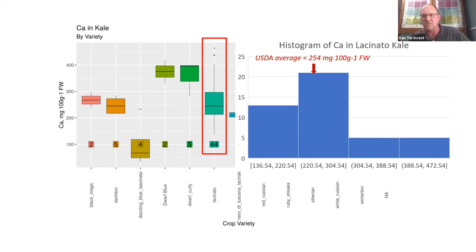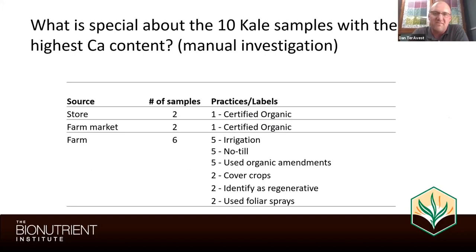So I wanted to look into management. I started my investigation into management, and I'm lucky because I have access to the full data set. I dug into our raw spreadsheet, which has something like 4,000 rows and 1,000 columns. It is really big. And I just sorted calcium in kale from highest to lowest. And I said, I'm going to manually inspect those top 10 kale leaves that had the highest calcium, and see if I can visually see any trends about what's going on.